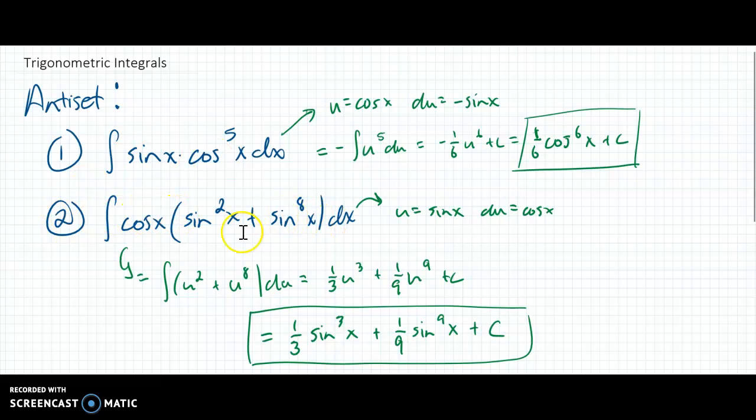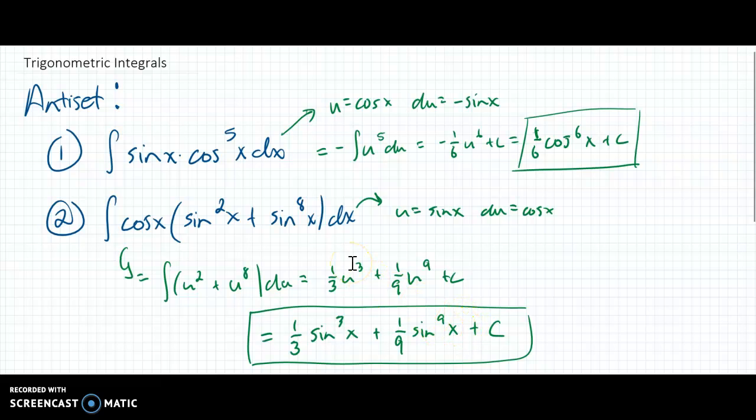This one, similar. There's just two different u pieces. U is sine, du is cosine. That's nice that we don't have to deal with the negative. So I get the integral of u squared. The du here is that, but I popped it over to this side. So cosine x dx gets replaced with du. But u to the second plus u to the eighth, 1/3 u cubed plus 1/9 u to the ninth plus a constant, which I will then go and write with the original variable, 1/3 sine cubed x plus 1/9 sine to the ninth of x plus a constant.